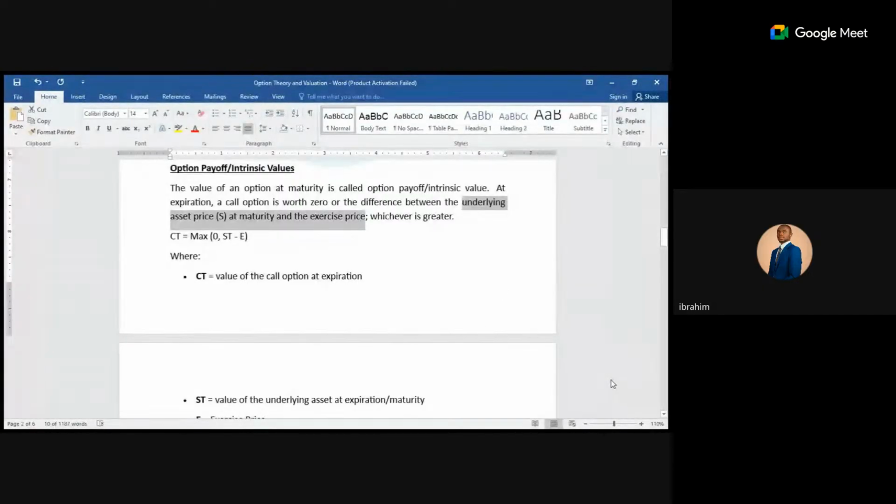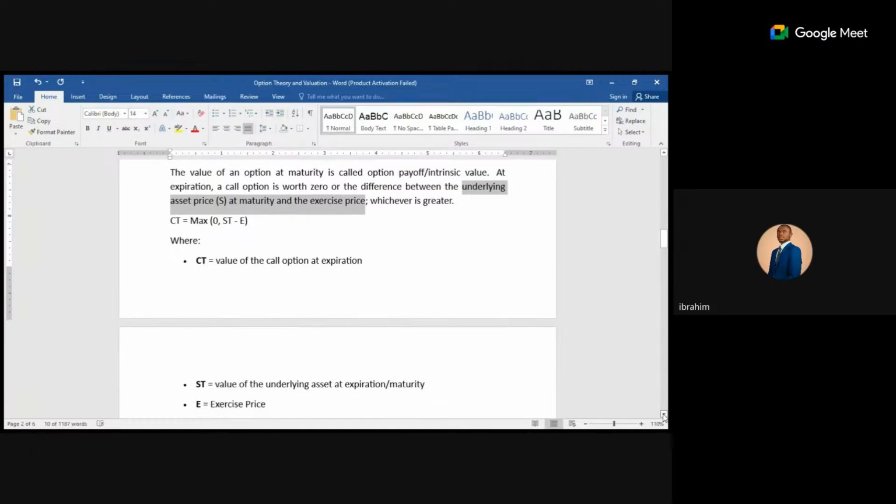And what is a call option? It is an option to buy an underlying asset, but not an obligation. You have the right to exercise your right at the date of maturity, or you do nothing. However, whether you exercise your right at the date of maturity or not, you will pay what we call the option premium.